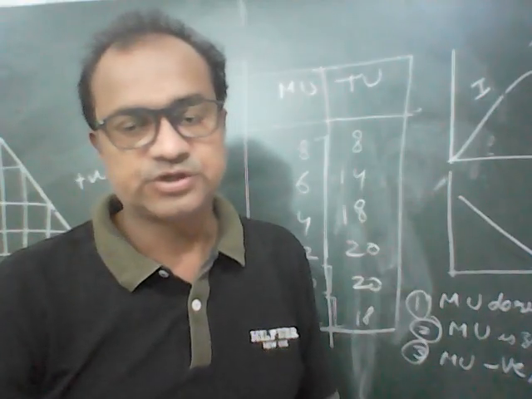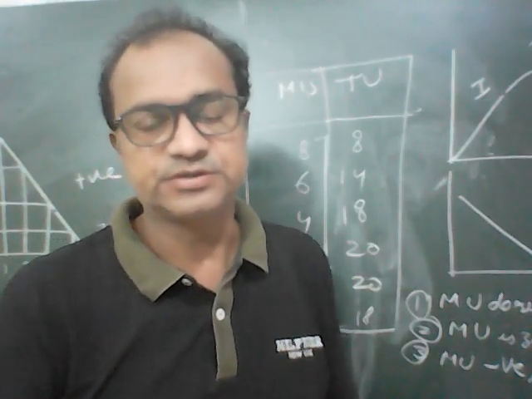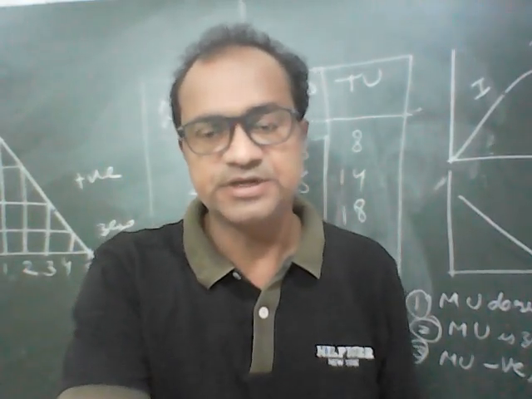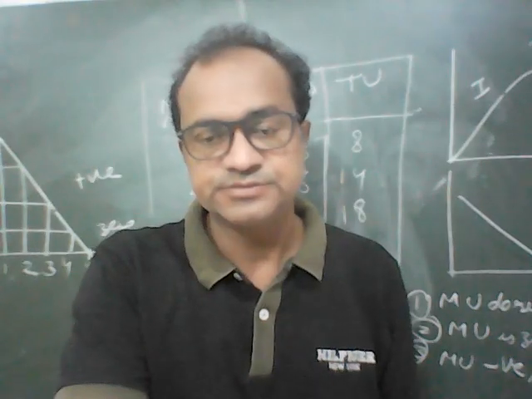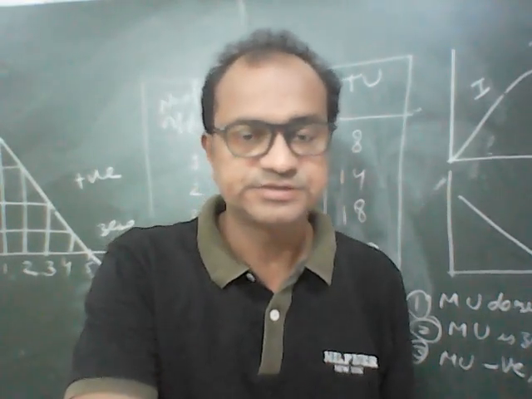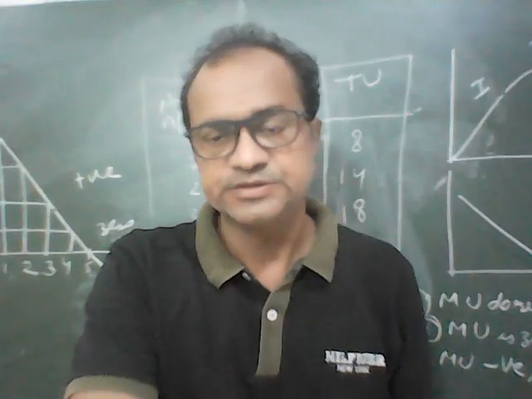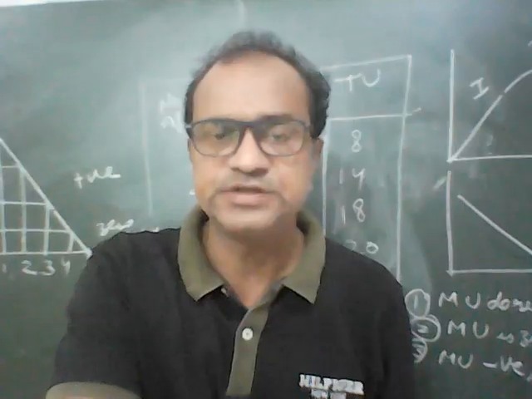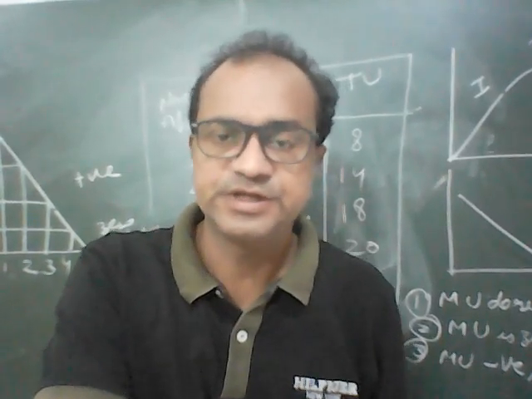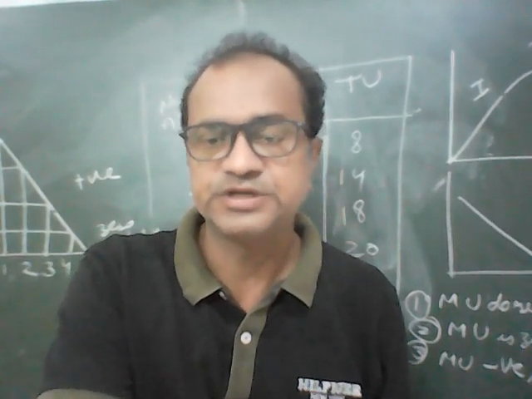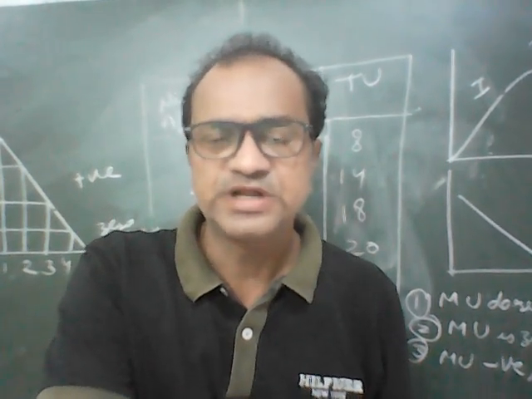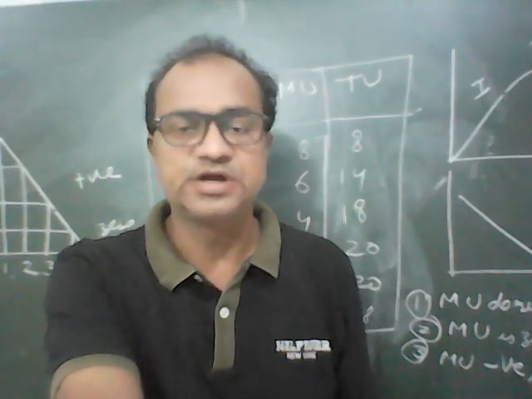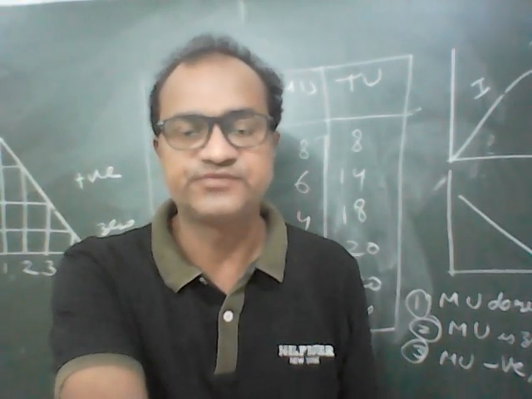All the utils, which are the measurement rod for marginal utility, are cardinally measured. Marginal utility decreases, total utility increases. On the second slab, when marginal utility is 0, total utility is maximum, and when marginal utility is negative, total utility starts decreasing. Overall, it concludes that the law of diminishing marginal utility says there is only a single commodity and its number of units.